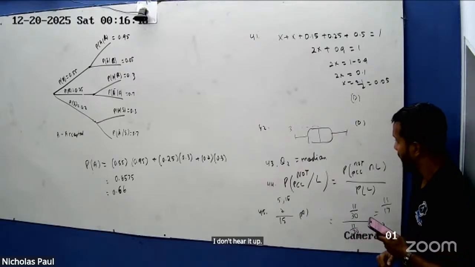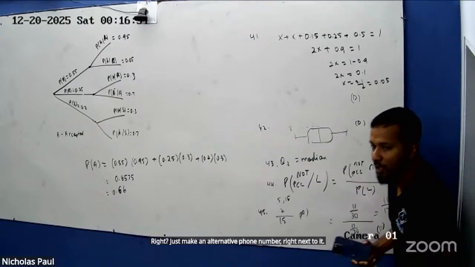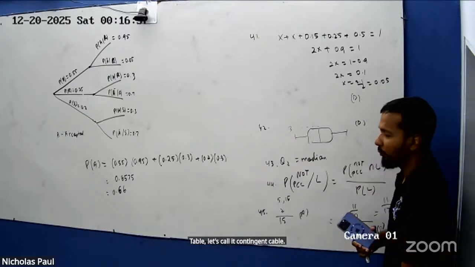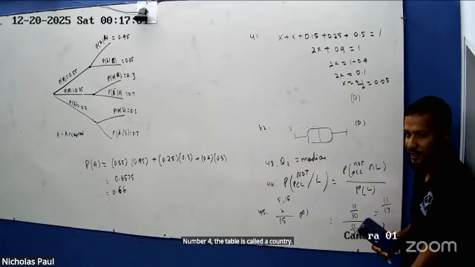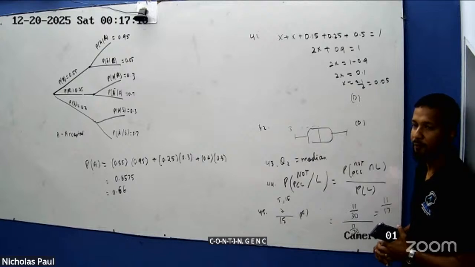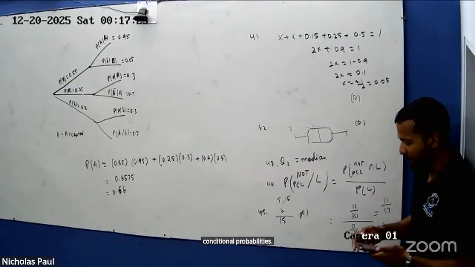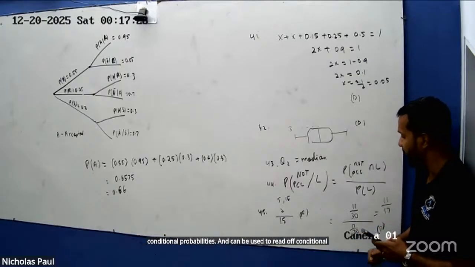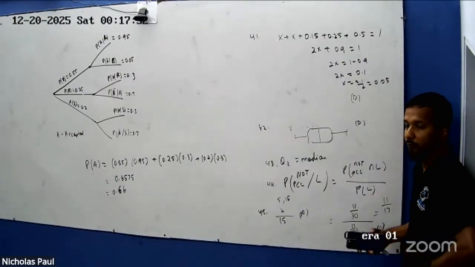Right, just make a note of number 44. Right next to it, the table is called a contingency table, and it can be used to read off conditional probabilities.